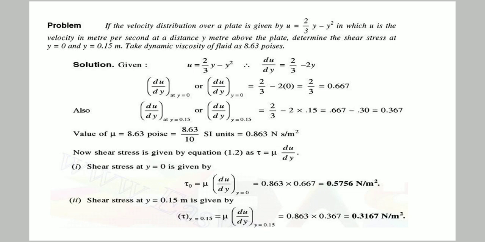Now we can substitute these values in Newton's law of viscosity, that is tau is equal to mu into du by dy, so that we can obtain the shear stress at y equal to 0 and y equal to 0.5 by substituting the corresponding values of du by dy. So by substituting that, we have got 0.5756 Newton per meter square at y equal to 0, and at y equal to 0.5 the tau value is 0.3167 Newton per meter square. That's a simple problem. It's asked in 2 marks, so go through it.